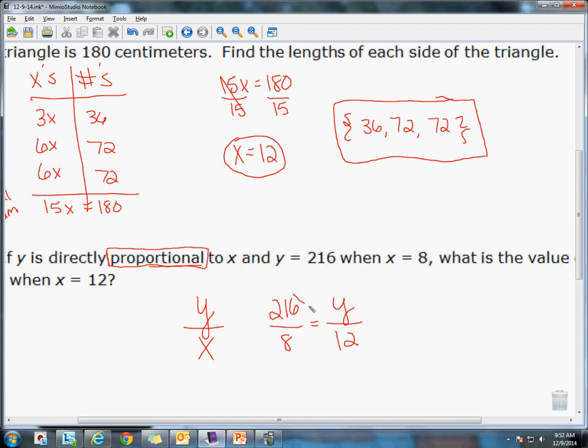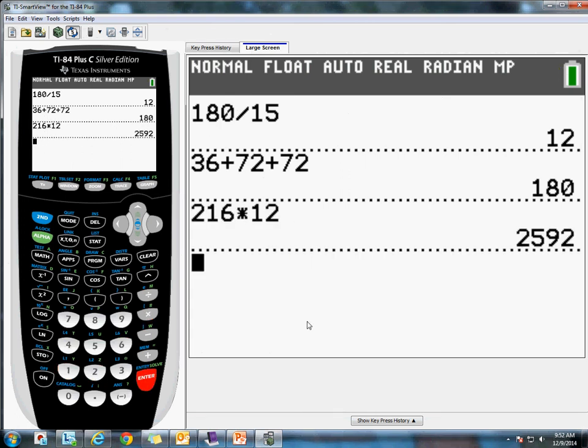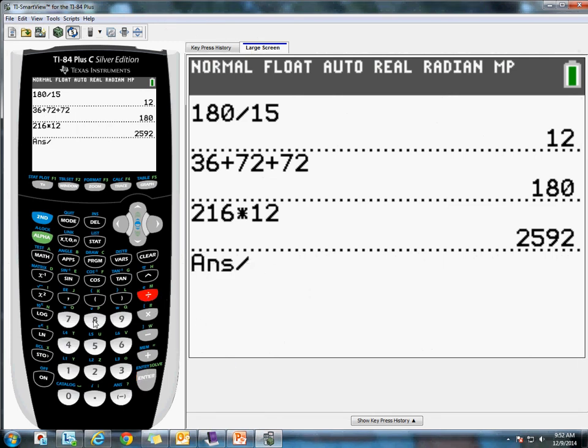All you're going to do is cross multiplication, or your butterfly. You have 8 times y, which is 8y. And we're going to do 216 times 12. So 8y is equal to, in the calculator we can do 216 times 12. So we get 2,592. And then divide both sides by 8. So you can divide that by 8, and your answer is 324.